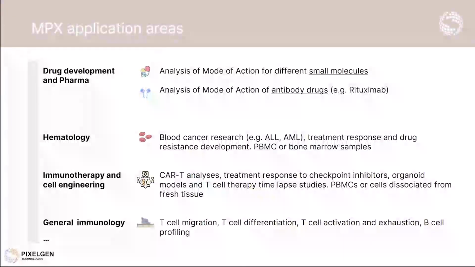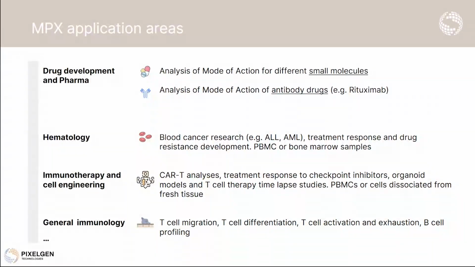So if we look at the first section, which is drug development and pharma, we can see that analysis of mode of action for different small molecules is one of the facets where people have compared different compounds and seen which one has the most effect. But also the analysis of mode of action for antibody drugs, where we saw the example with rituximab.